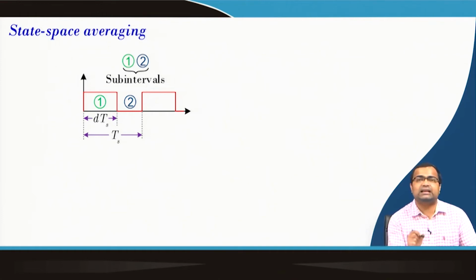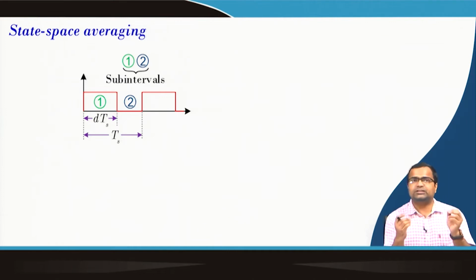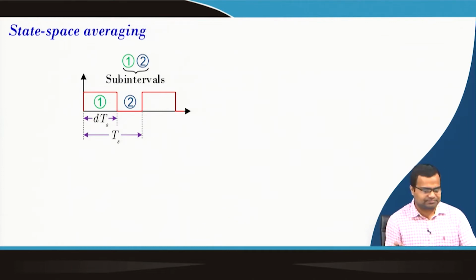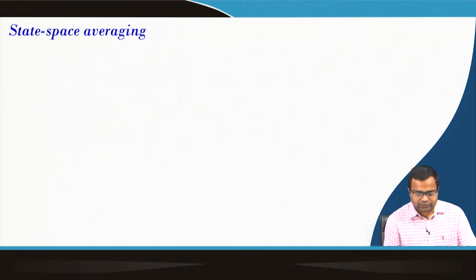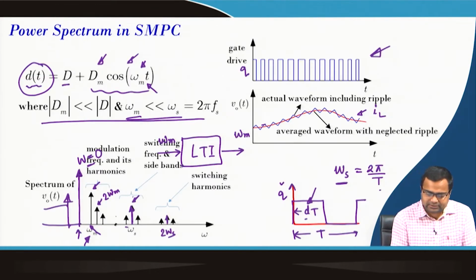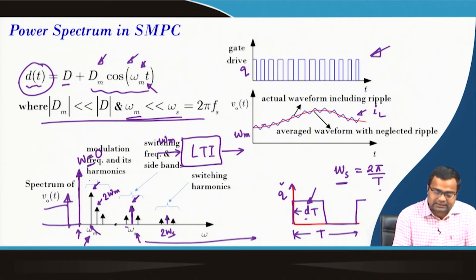This requires the assumption that the ripples are negligible compared to the average dynamics, or the ripples are very fast, or this is the assumption where the switching frequency is infinitely fast. If the switching frequency is infinitely fast, that means this particular frequency will move further to the right side, far away, and then we can simply extract the information corresponding to omega m. We can extract.